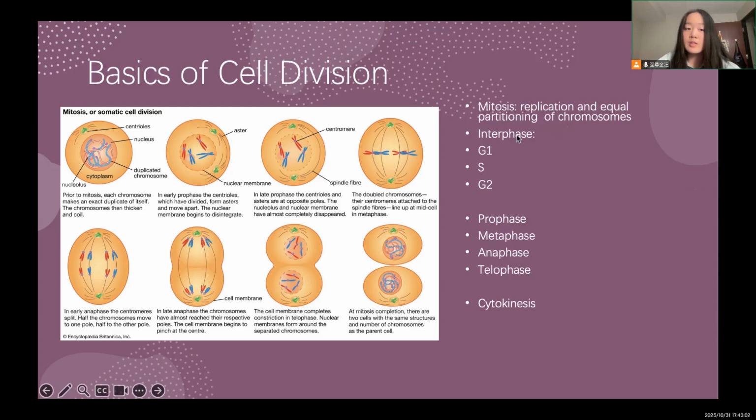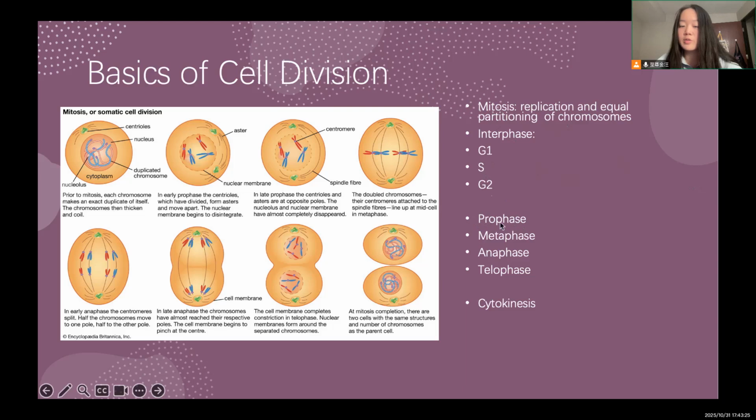So in cell division, here is interphase, which includes G1 phase, S phase, and G2 phase. In G1 phase, it's basically cell growth. In S phase, it's basically replication of the genetic material, and for G2, it's also the synthesis of proteins and other preparations for the mitosis phase.